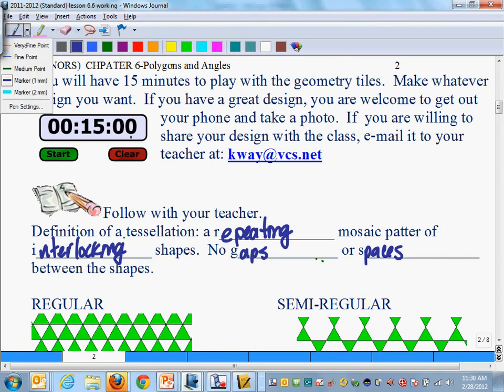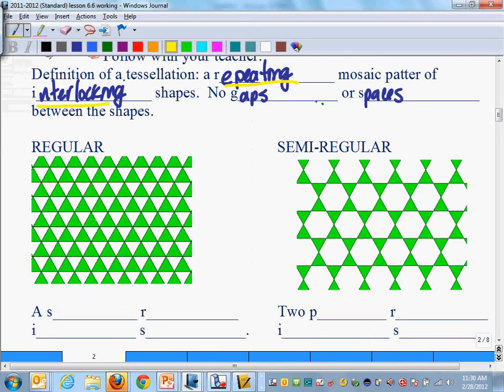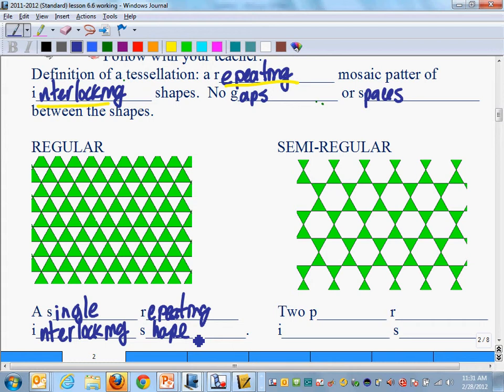The key words here are repeating, it has to be repeating, and interlocking. There are 2 main kinds of tessellations, regular and semi-regular. Regular is a single repeating interlocking shape.